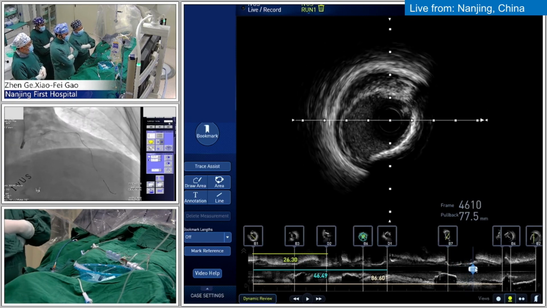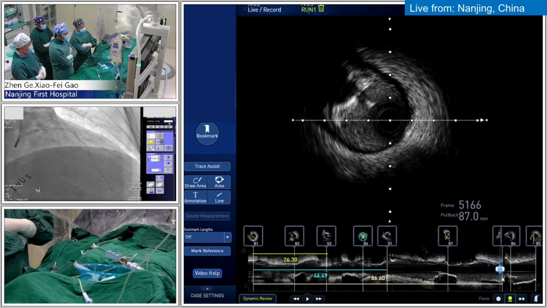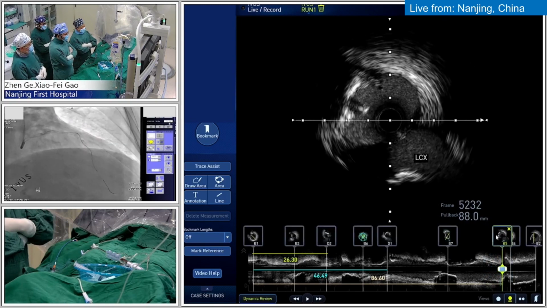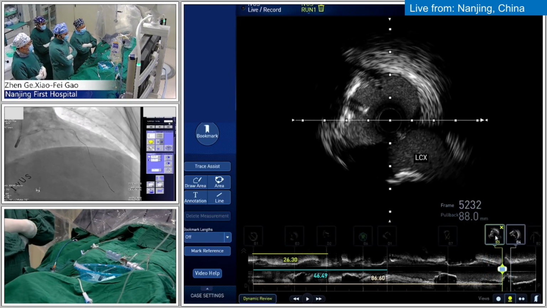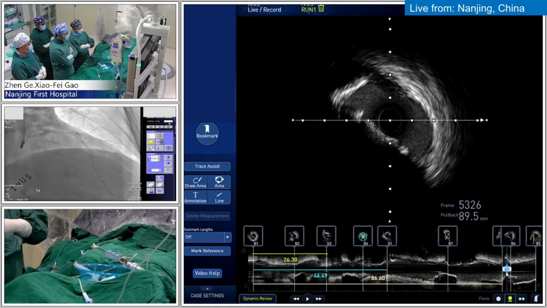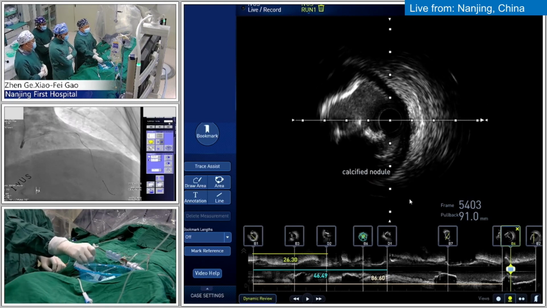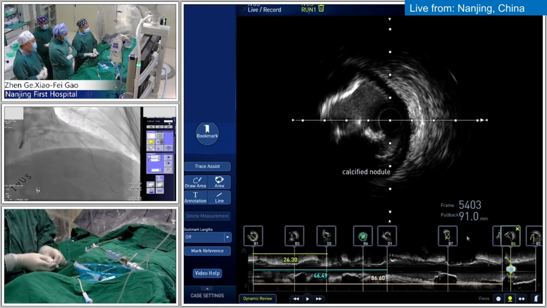Then pullback. This is the proximal LAD. Going on here, we can find another bifurcation, and this is the LAD and the circumflex bifurcation, and this is the ostium LAD. Then pullback. This is the carina, and this is the distal left main. In the distal left main, we can see the calcified nodule. Then pullback.